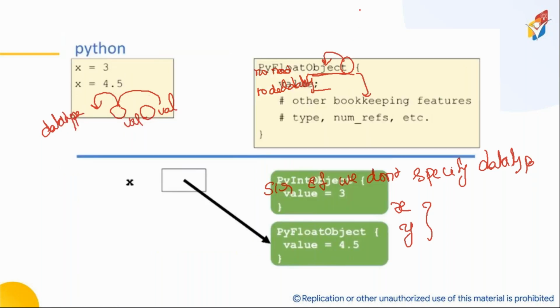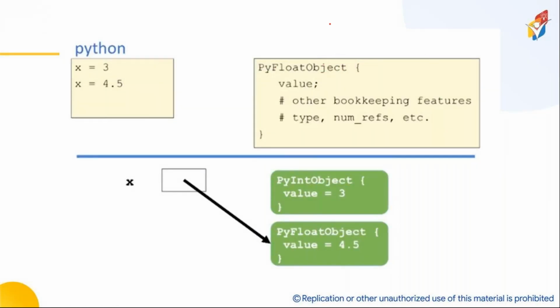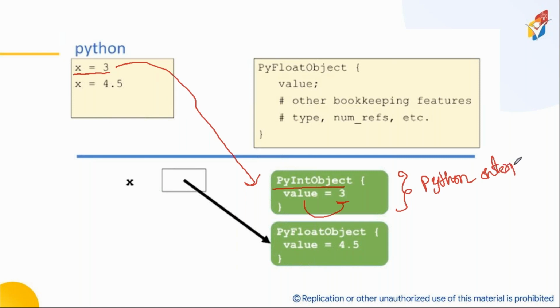Now let me erase it. For example, whenever I declare a variable like this, x equal to 3, it internally creates a PyInt object in the memory. Now it is going to assign the value 3 to the variable. This will happen directly by the Python interpreter itself. It is not done by the programmer, but by the Python interpreter.